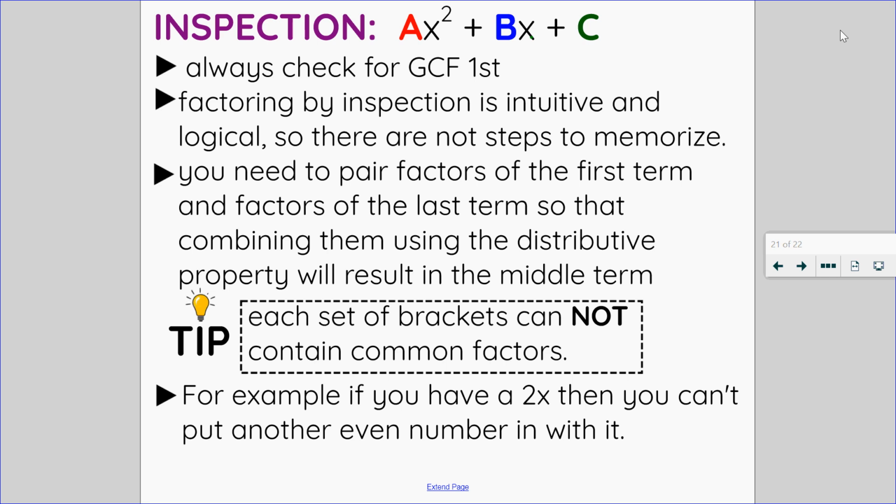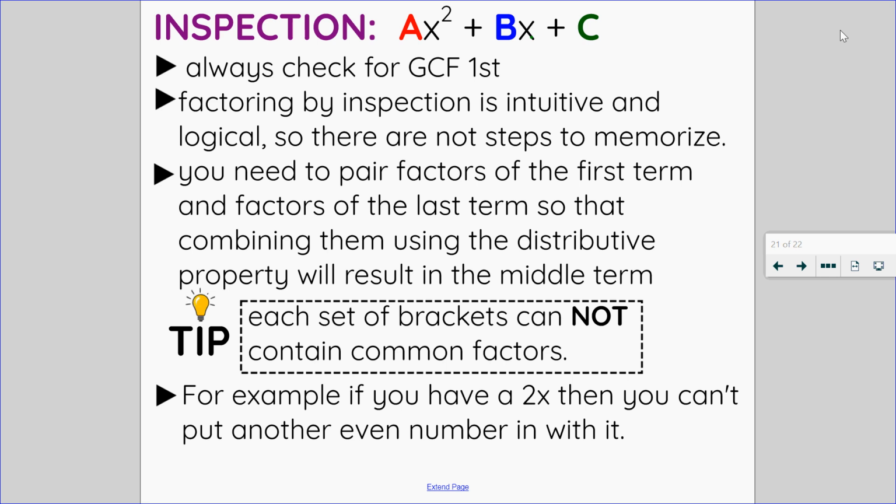So, with inspection, it's a bit of a hard method to teach someone how to factor because it's very intuitive and logical. It happens in your head. But I am going to write down all the steps that I would be doing in my head so that you can kind of see the pattern. The more and more you factor by inspection, you'll start to see patterns and you'll get quicker and quicker at it. And once you master inspection, it's actually the fastest method to factor.